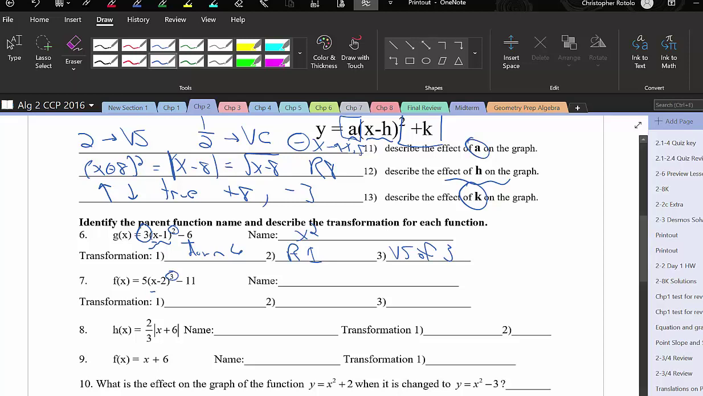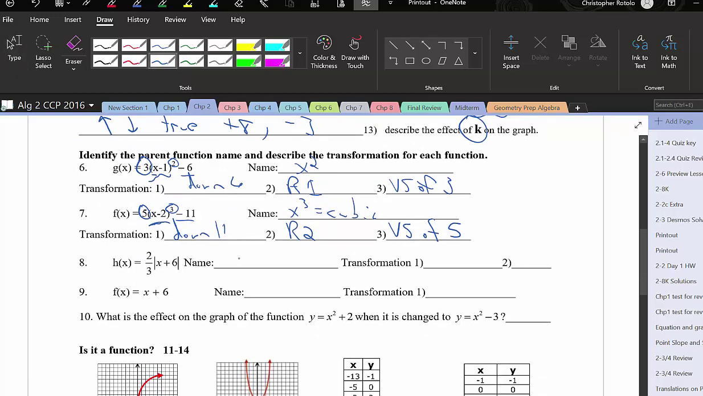Number 7 here, I have x to the 3rd power. Okay, that's a cubic. I'm going to work in the same order. Minus 11, down 11. Minus 2 on the inside. That's right 2. This time it's multiplied by 5. It's still greater than 1, so it's a vertical stretch of 5.